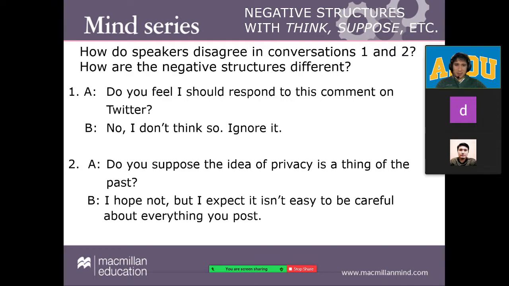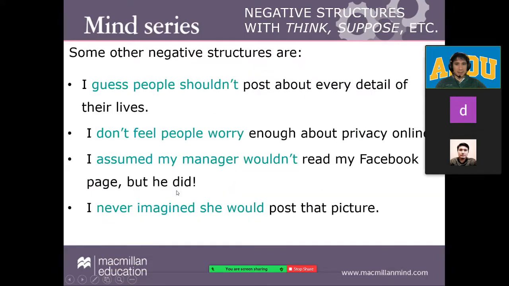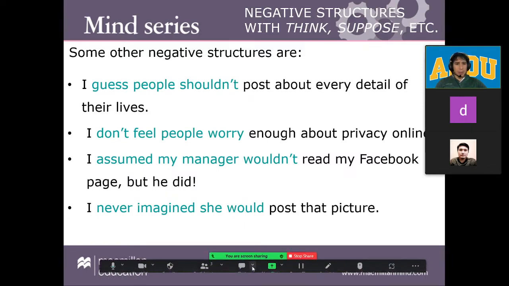Yep, so today we're going to learn some different grammar. Why don't you say, for example, I don't hope instead of saying I hope not? So this is our topic for today. We have some negative structures here. For example, I guess people shouldn't. I don't feel people worry. I assume my manager wouldn't. I never imagine.